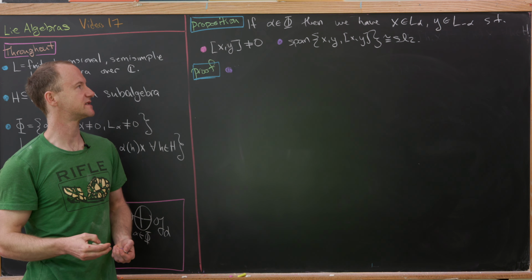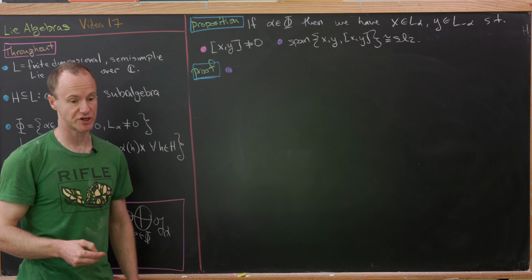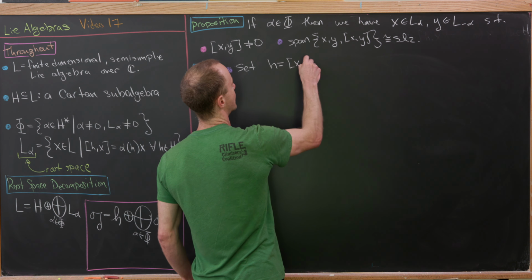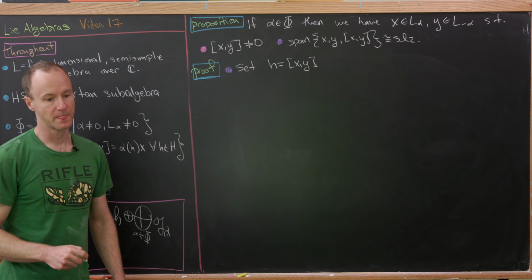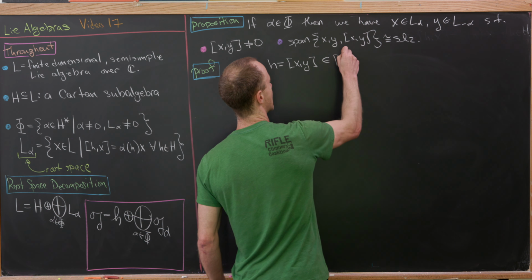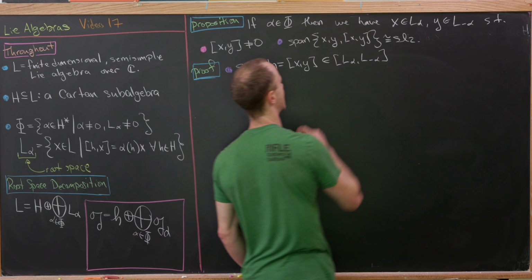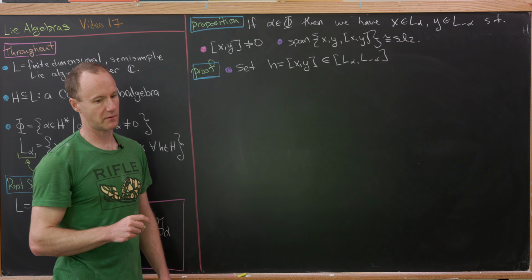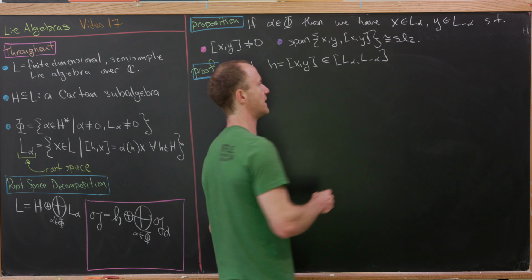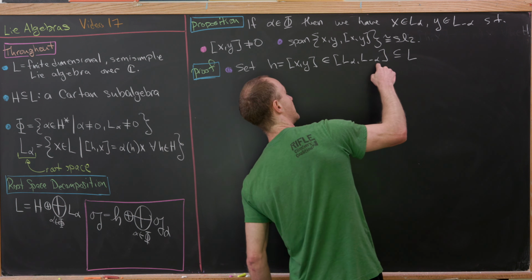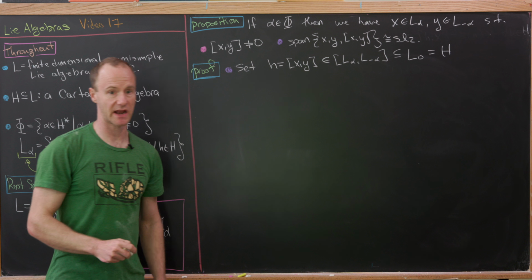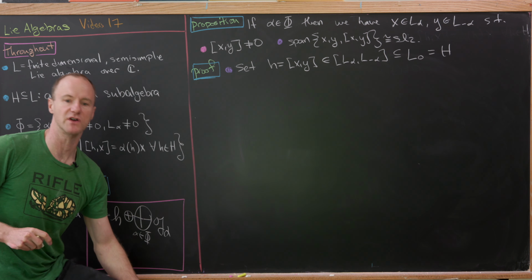Okay, so now moving on to this second conclusion of our proposition, let's set h equal to the bracket of x with y. And now let's observe that the bracket of x with y is an element of the bracket of L alpha with L minus alpha, just given where x and y come from. But then let's recall that that's going to be a subset of L alpha plus minus alpha, which is L0, which is equal to h. So that means, yes, this bracket x, y, which we have named h, is inside of the Cartan subalgebra.